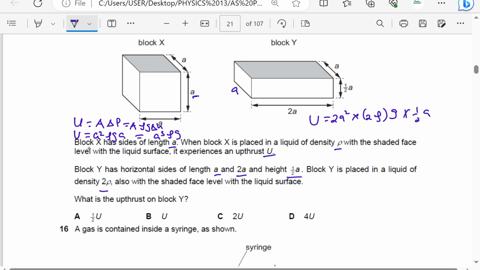So the height is a half A, so the 2 can cancel with that one. So 2, we have 2A squared times A, that is 2A cubed times density times g. So notice that this is twice the other one, so the answer is going to be twice U. This is upthrust for Y, the other one was upthrust for X, so this is twice U. So the answer is C.